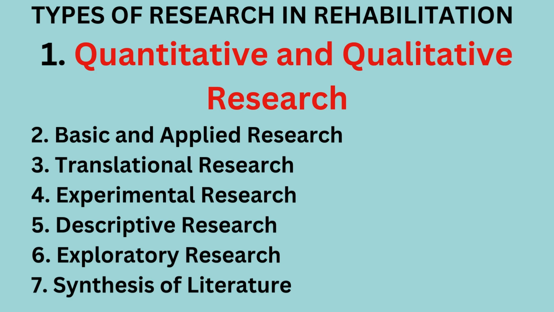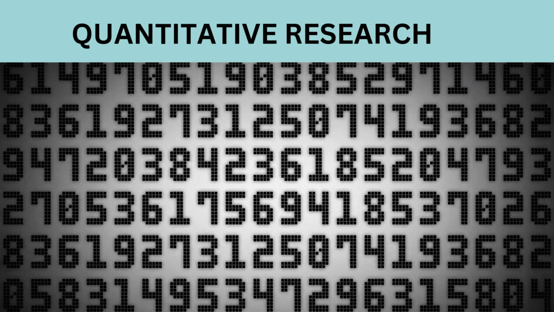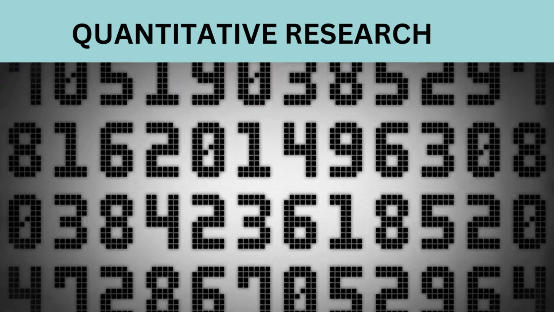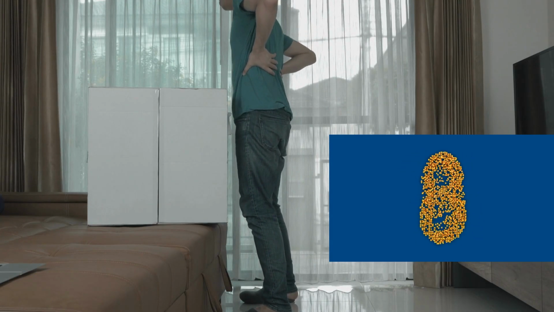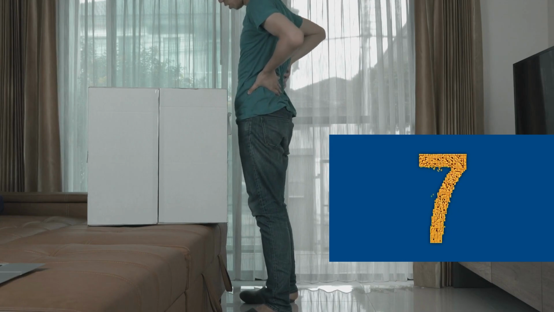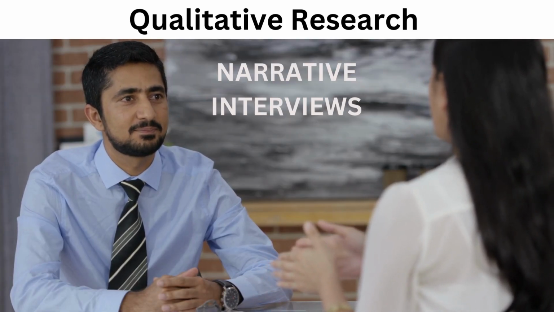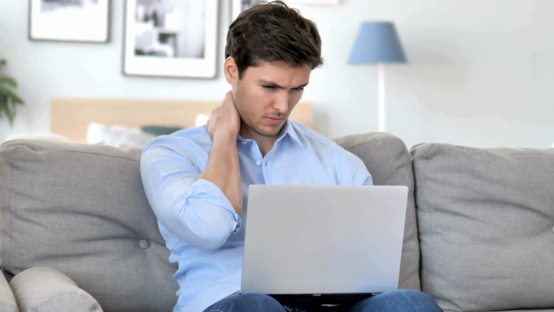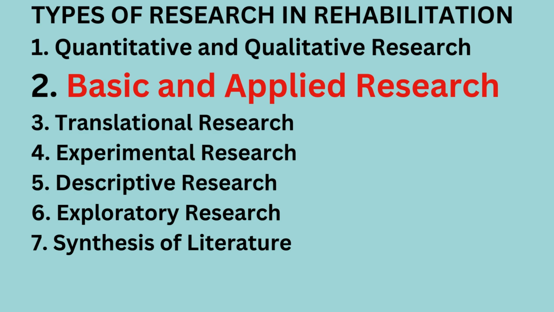1. Quantitative and qualitative research. Quantitative research involves measuring outcomes using numbers to produce clear, objective results. For example, if we conduct a study measuring pain scores in back pain patients before and after a treatment, that's quantitative research. Qualitative research is more narrative, focusing on patient experiences. Interviewing patients with chronic neck pain about how it impacts their quality of life is qualitative research, helping us understand their perspectives beyond numbers.